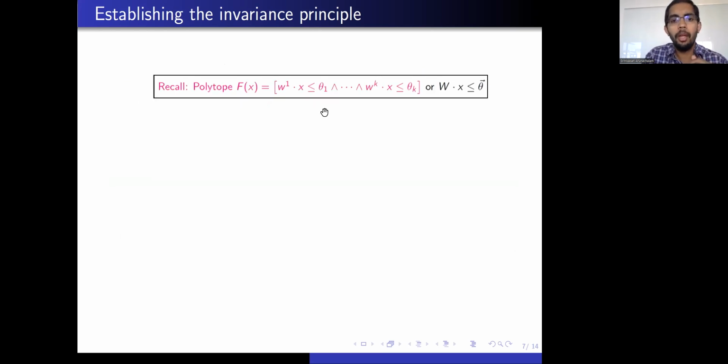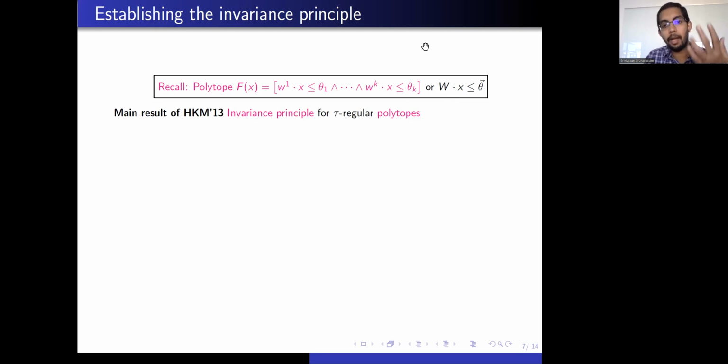So recall, what's a polytope? As I said, it's just an intersection of k half spaces. So w1 to wk are the half spaces, and I take the intersection of them, that's a polytope. I can also write this in matrix form. Think of W as a k by n matrix, where each row is wi. So w1, w2, all the way to wk, that's a k by n matrix, and x is an n-dimensional vector. So Wx is a k-dimensional vector, which should be at most θ1 to θk. So a polytope can just be written as Wx at most θ. And the main invariance principle for the Harsha-Klivans-Meka proof was for regular polytopes. Regular here means that all these vectors wi have L2 norm at most tau.